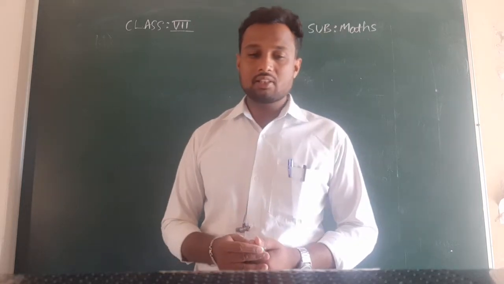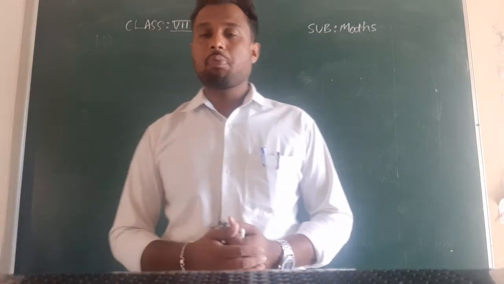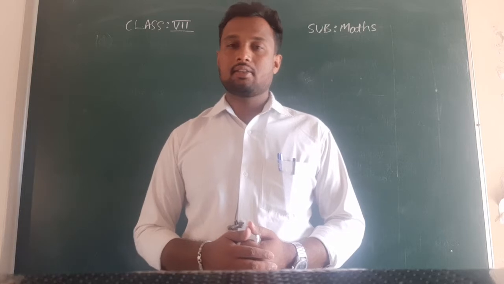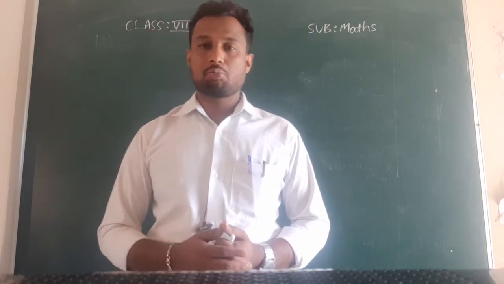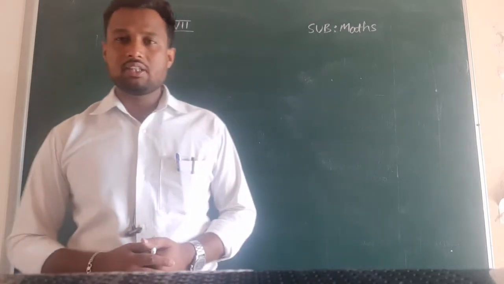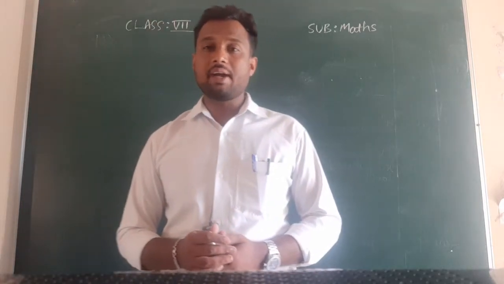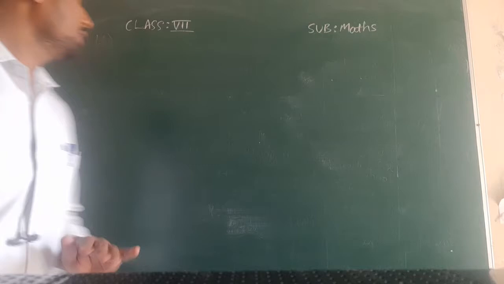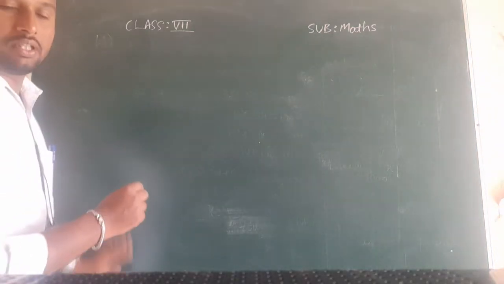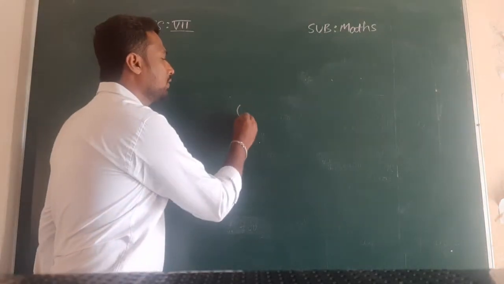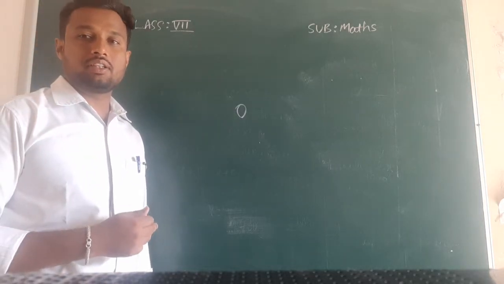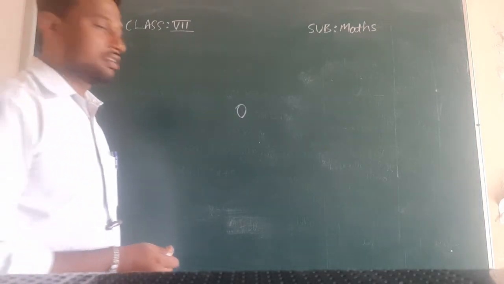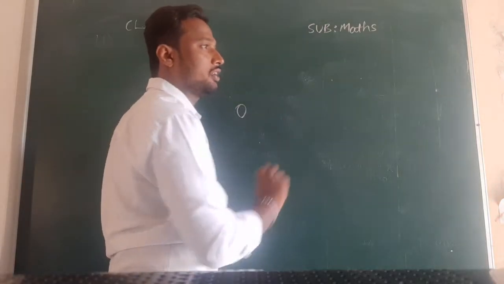In the previous class we discussed different properties over integers like commutative property, associative property and closure property. Today I will discuss about additive identity. Additive identity means, if you add 0 with any integer, what will you get? Always you will get the same integer value only.